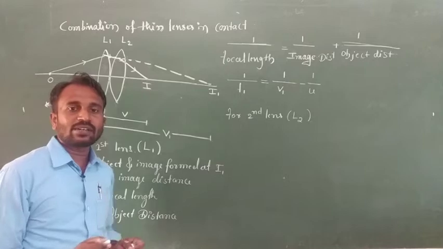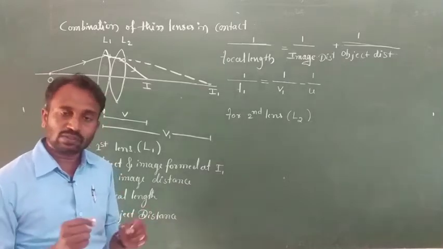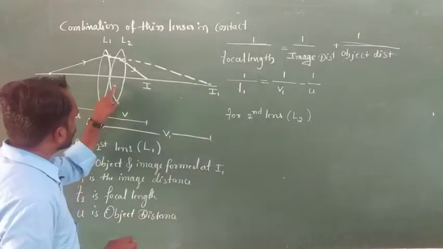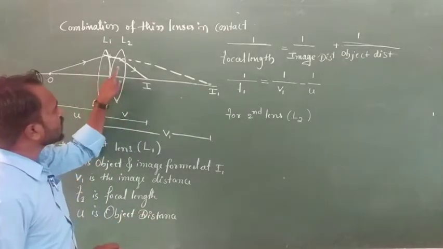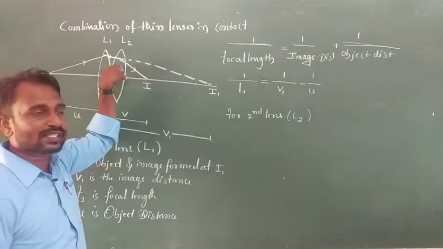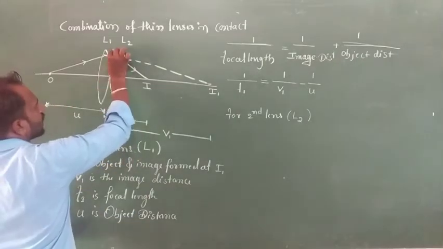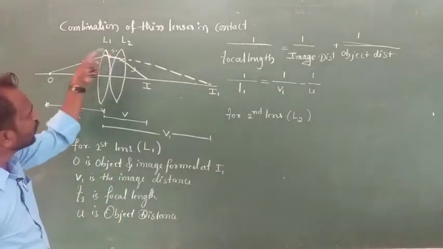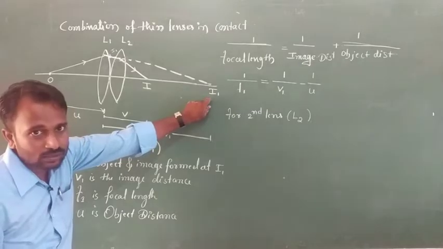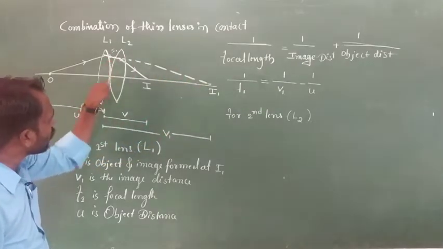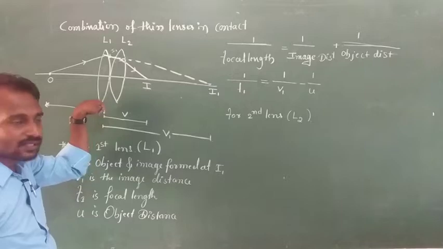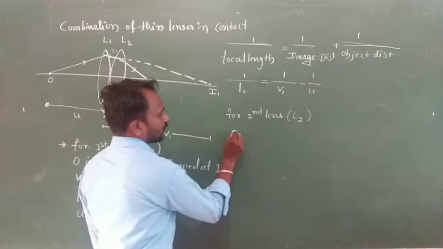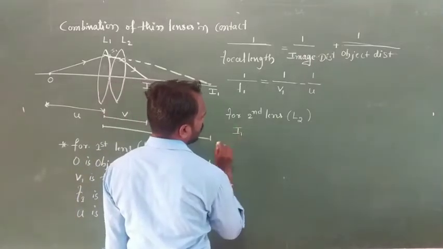I1 we consider a virtual object. Why? Because I1 is on the backside of the second lens. Suppose here we consider that I1 is present on the backside of the second lens. For this reason, we consider I1 a virtual object.